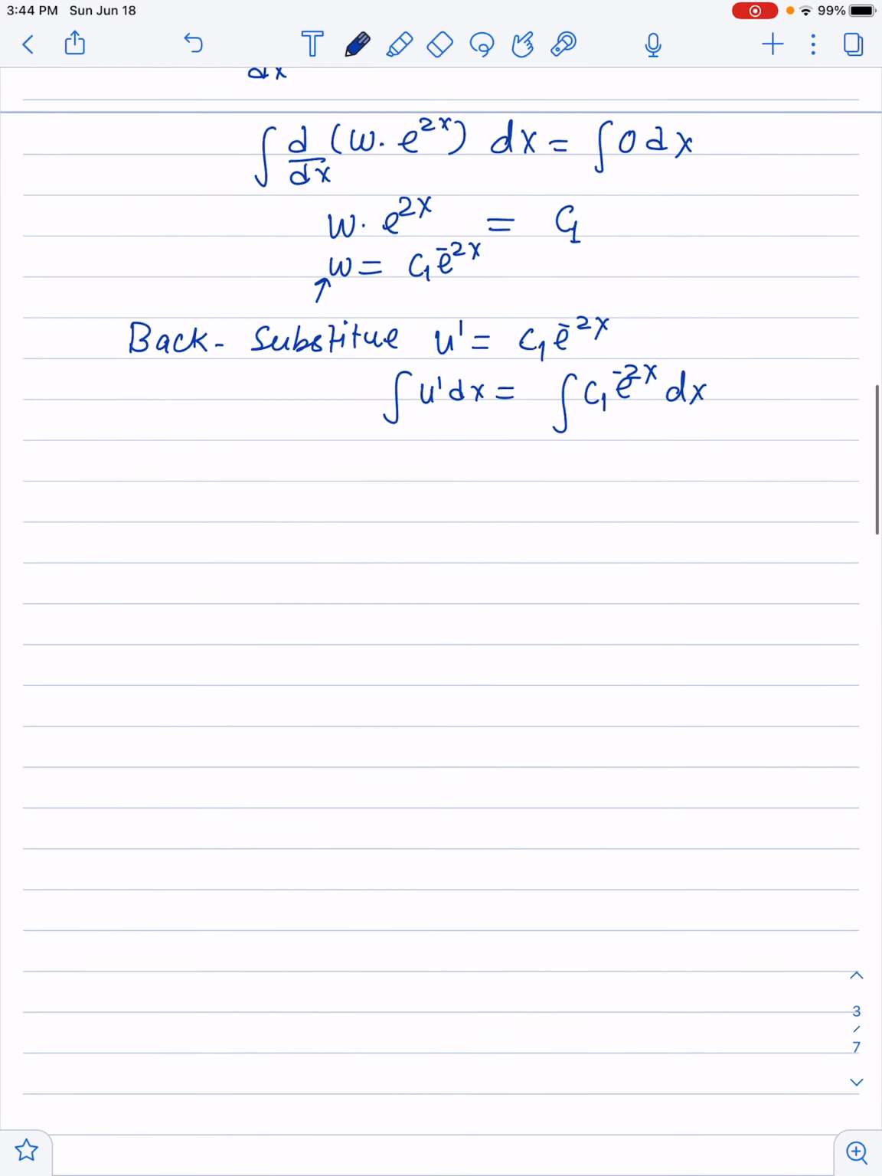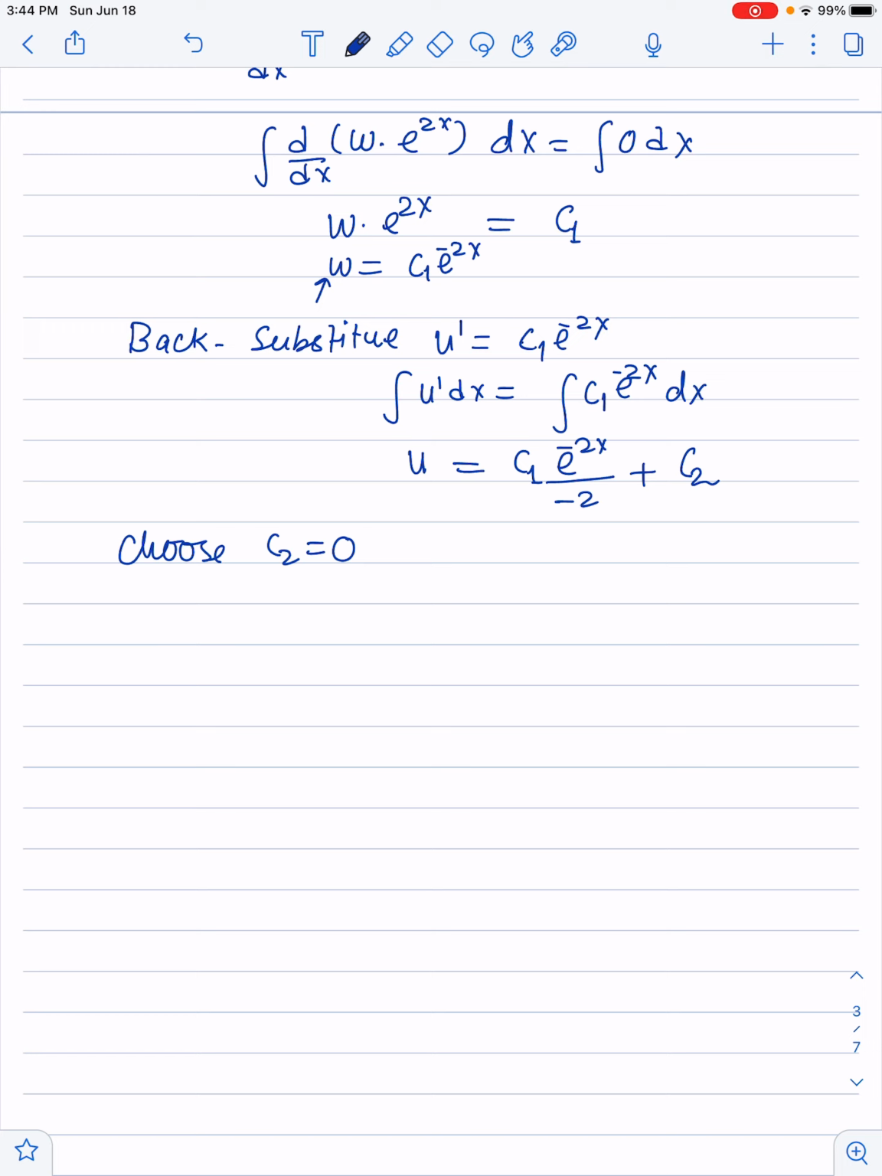dx. And the integration of u prime is u equals c1, a constant, so I'm taking it out, and the integration of e to the negative 2x is e to the negative 2x over negative 2, plus another integration constant c2. Alright, so that's my u. You can choose c2 equals 0, or you can keep it as it is, it doesn't matter.